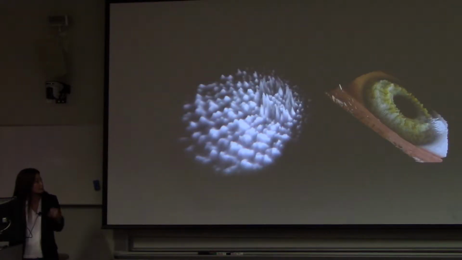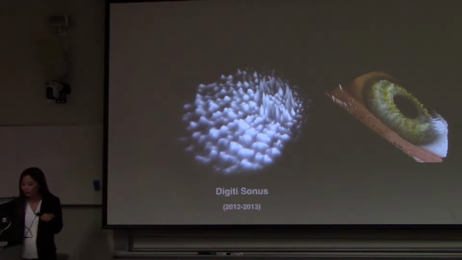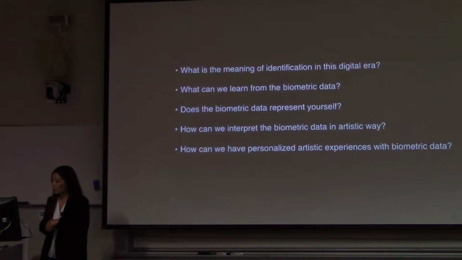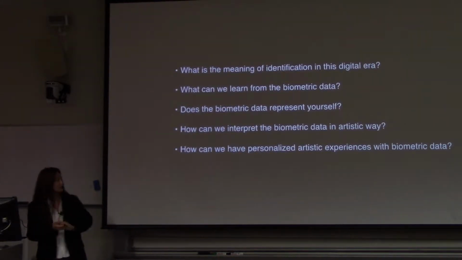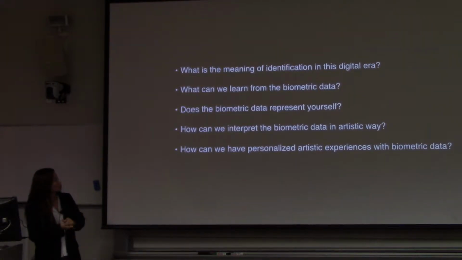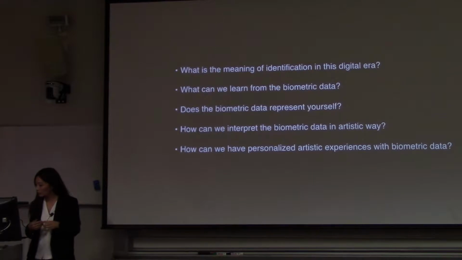So today I'm going to introduce you to my artworks. The first is called This Is Honest, and the second is Eyes. My questions for this project, which were also questions from my dissertation, are these. What is the meaning of identification in this digital era, and what can we learn from the biometric data? Does the biometric data represent yourself? How can you interpret the biometric data in an artistic way? How can we create a personalized artistic experience with biometric data?